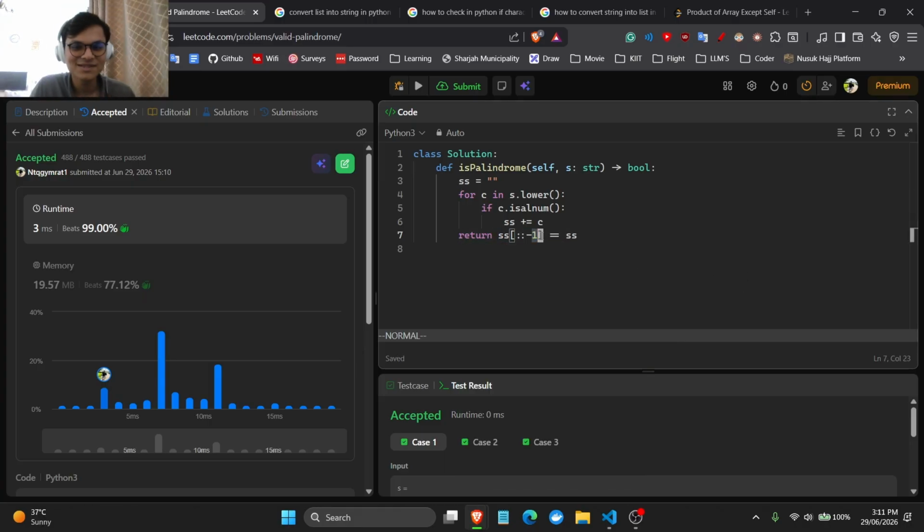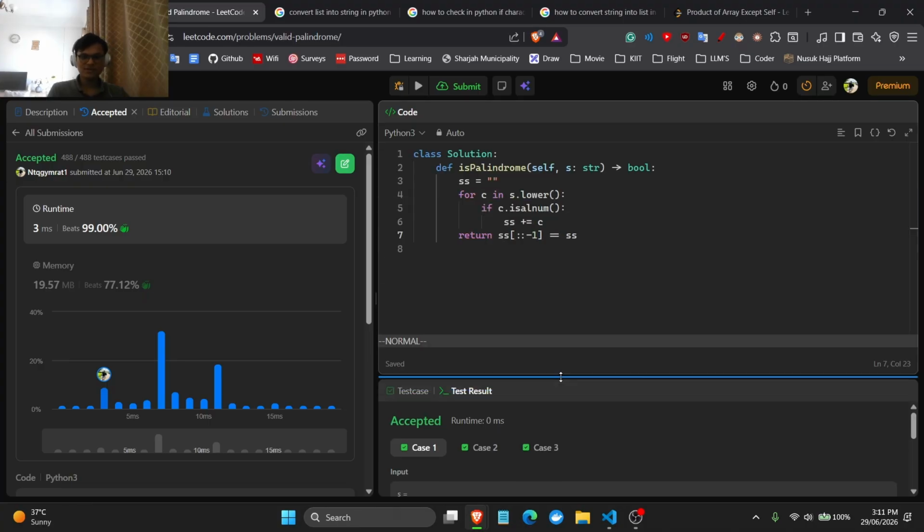I mean, I did remember this. This is O of n, right? Scanning through the string is O of n. Reversing that is O of n. Checking each of them is equal is O of n. So it's like O of 3n, but it's O of n, right?